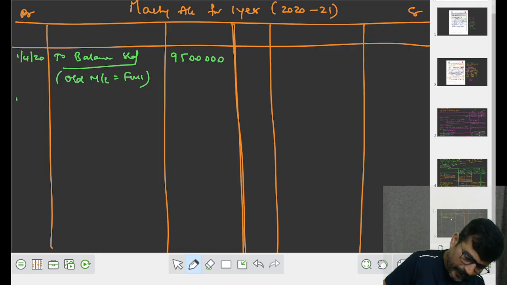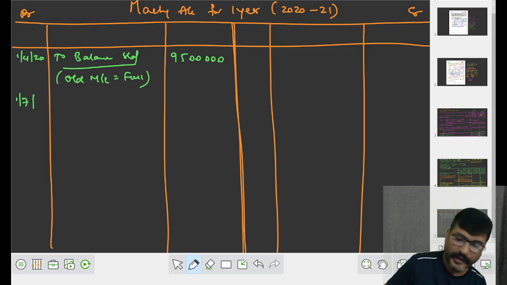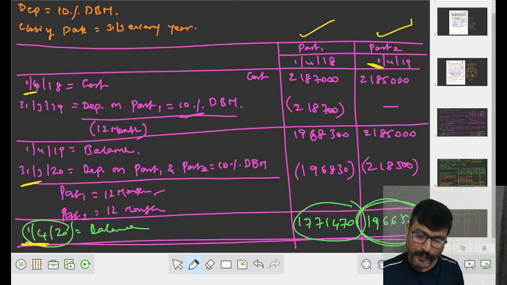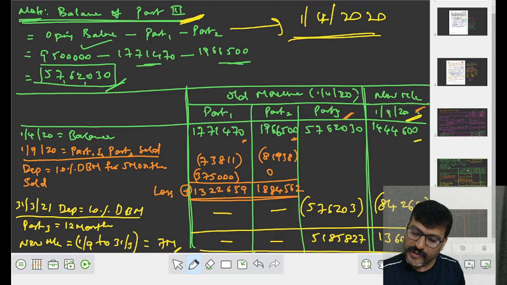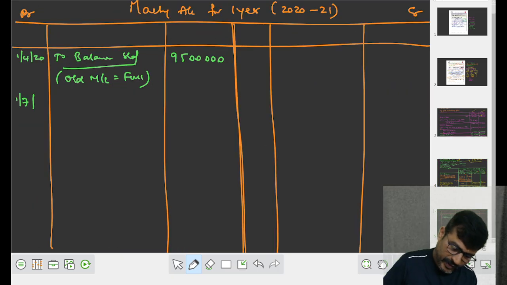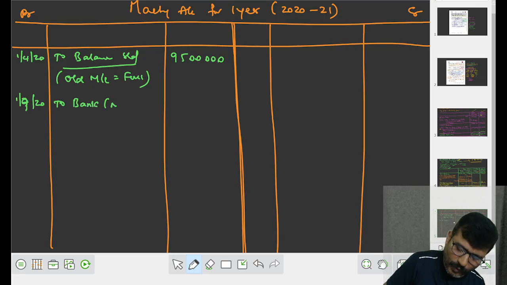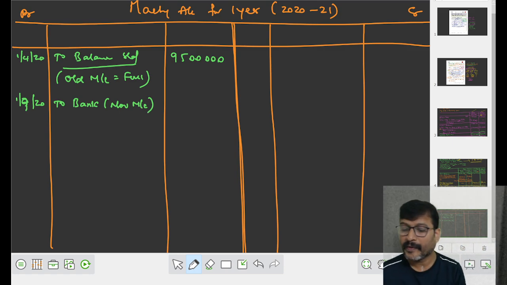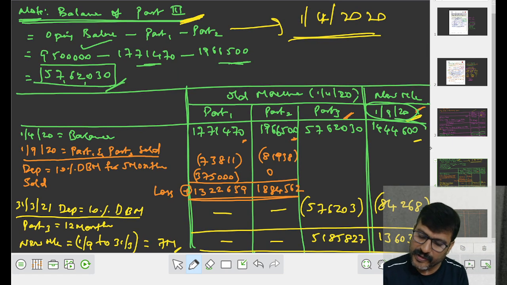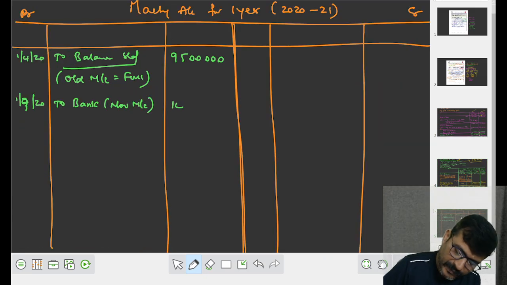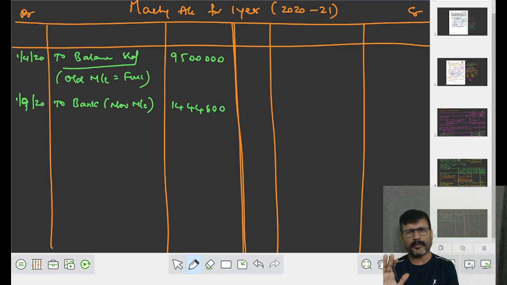Fine. What did you do on 1st September? You purchased a new plant, right? You purchased on September 2020, right? First you mention 1st September 2020 to bank. What you purchased? You purchased a new machinery. New machinery is purchased for how much? 14 lakh 44,600. I hope you got it right.